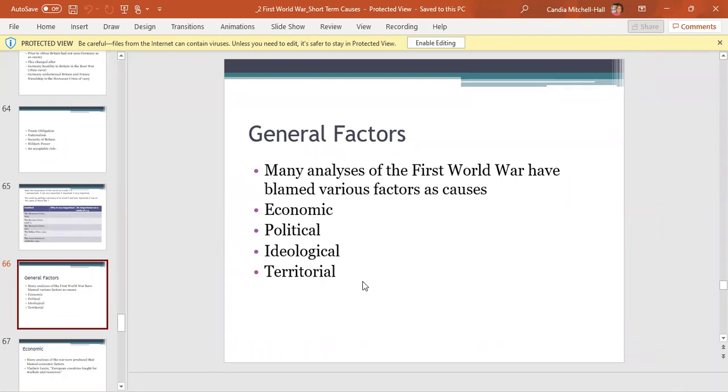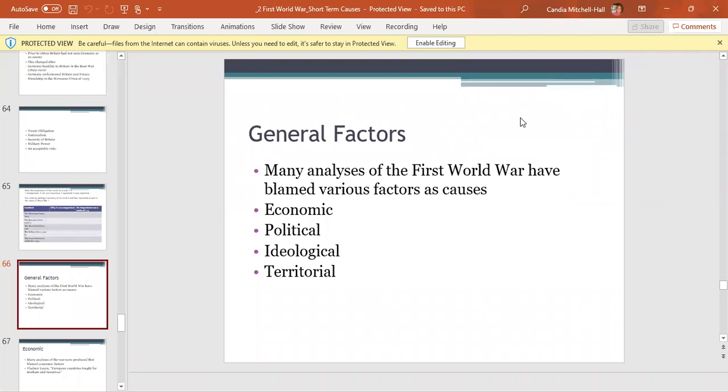So when you are writing your essays for the First World War, there are several different ways in which you can put your points together. You could discuss the long-term causes and also the short-term causes, or you could look at it from a thematic perspective. You could say there are several different reasons that led to the First World War: economic reasons, political reasons, ideological reasons, territorial reasons, right? So it depends on how you want to answer the question. In fact, that is the liberty that you have to decide how you answer the question.